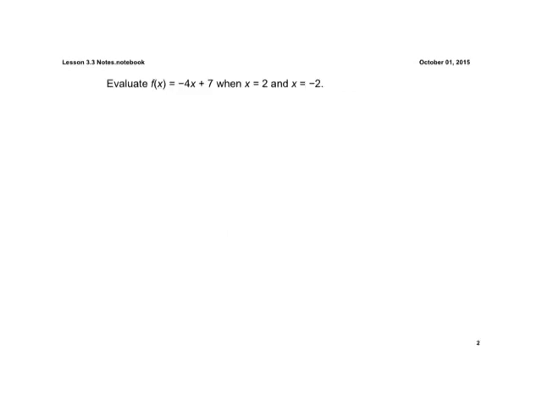Our first example here, evaluate f of x equals negative 4x plus 7 when x is both 2 and x is negative 2. So we're going to have two answers here. The first one, when x is 2. All we're going to do is substitute that 2 in for x. So we have negative 4x plus 7. Now we substitute that 2 in for x. So instead of x, now we have 2.